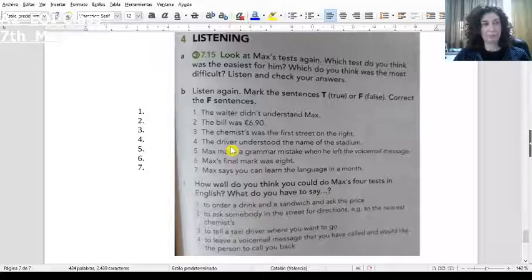El Bernabéu, por favor. ¿Qué? ¿Dónde? He didn't understand me. I tried again, but he still didn't understand. I was desperate, so I said, Real Madrid Stadium, football. Ah, el Santiago Bernabéu.